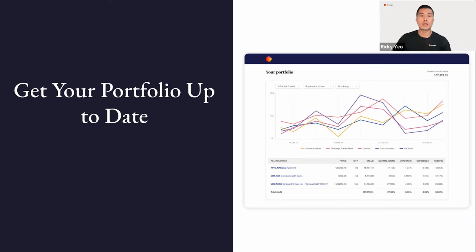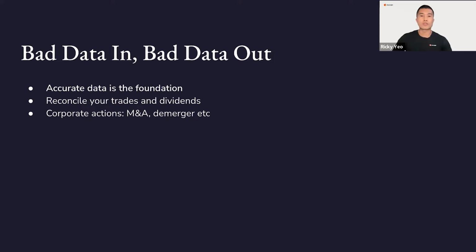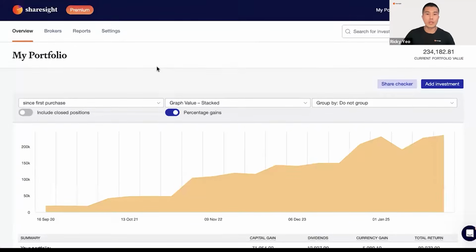All right, so the first thing is getting your portfolio up to date. Whether you're new to Sharesight or you've been with Sharesight for many years, you have to make sure all your data is correct, because otherwise, when you run the tax report, it's not going to be accurate, and whatever you give to your accountant is not going to be accurate. There are two ways to quickly double check that your data is accurate. This is just a demo portfolio.